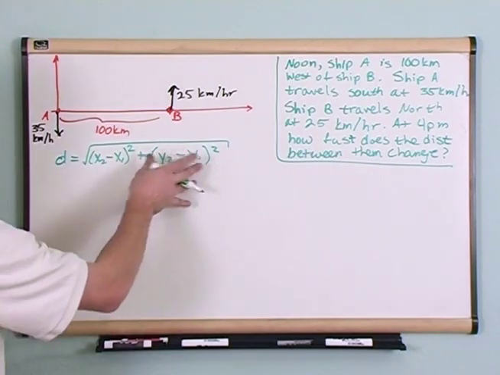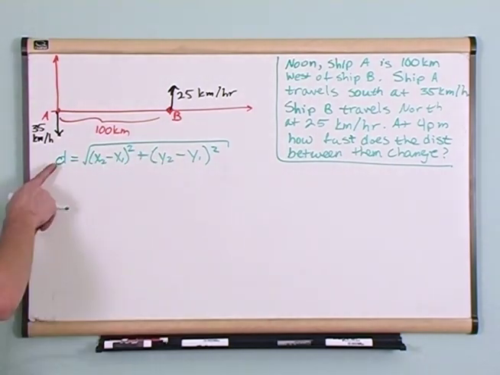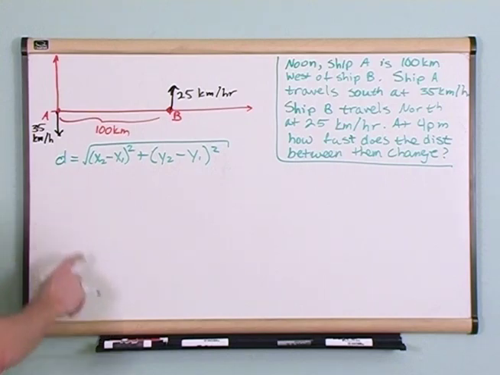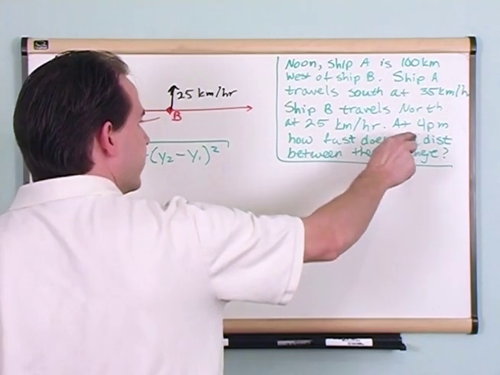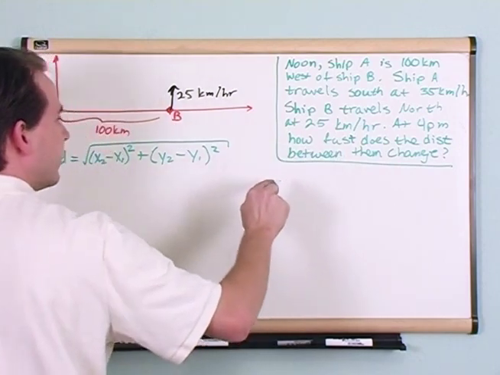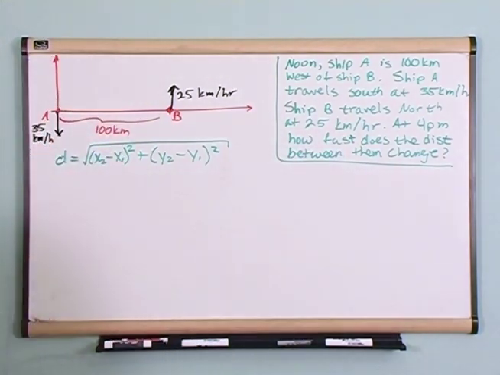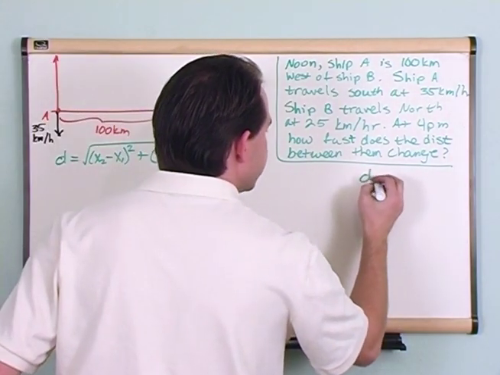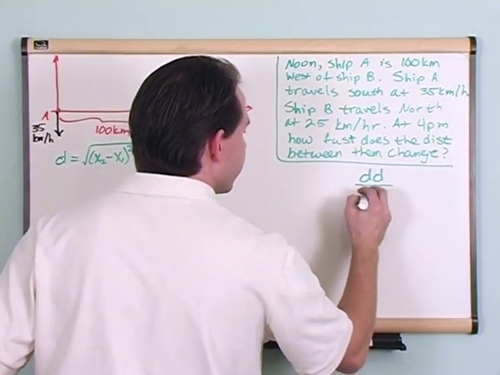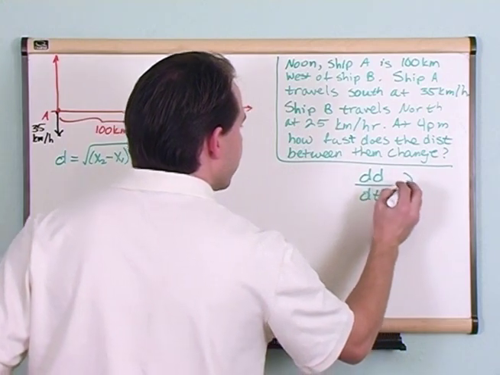So if we plug in the values here, we could take the derivative of this distance with respect to time, and that's what they're asking us to find. How fast does the distance change? The derivative of the distance with respect to time. So that's what we want to find: dD/dt, the derivative of the distance with respect to time.